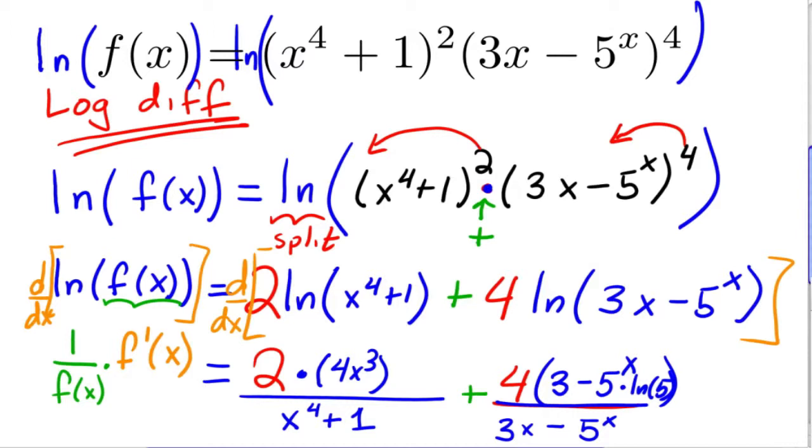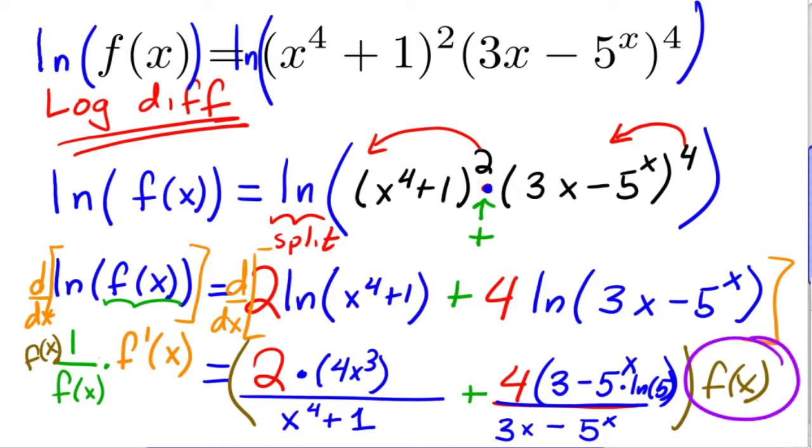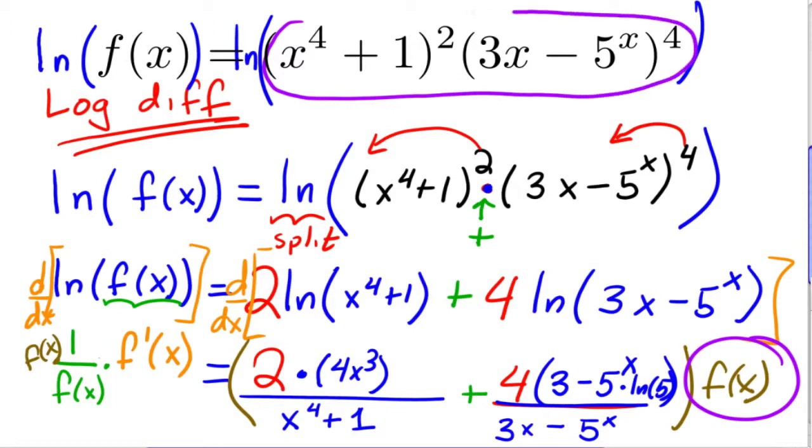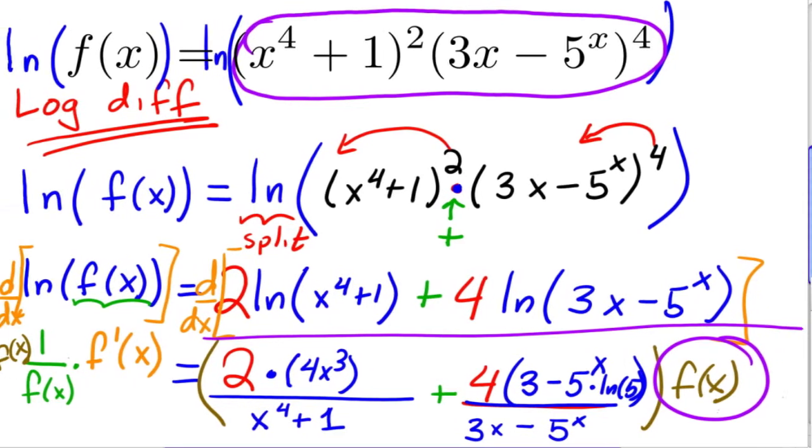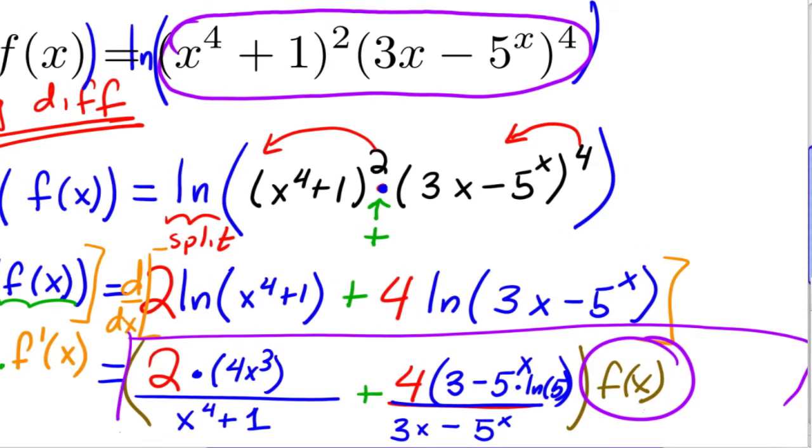Okay, well, great. So then all I have to do, once I do that, is I need to just get rid of this f of x. So I'm just going to multiply both sides by f of x. And remember, f of x is simply the original function that you had. So this f of x is actually this original function right here. So I'm not going to rewrite it, but that's what that is right there. So that's your result.